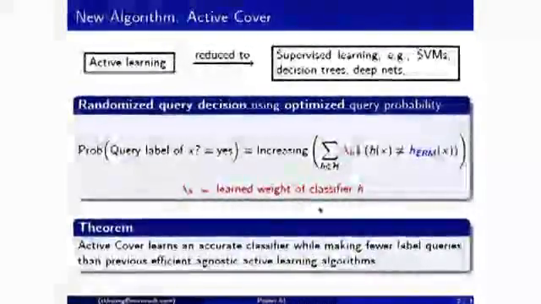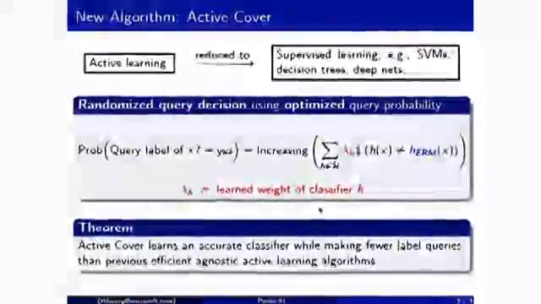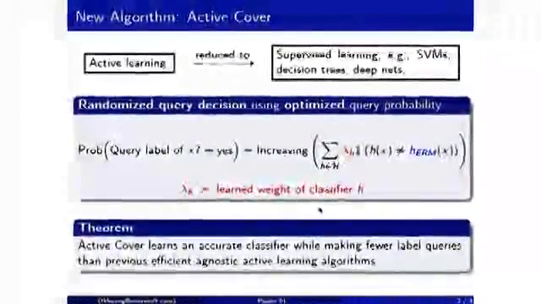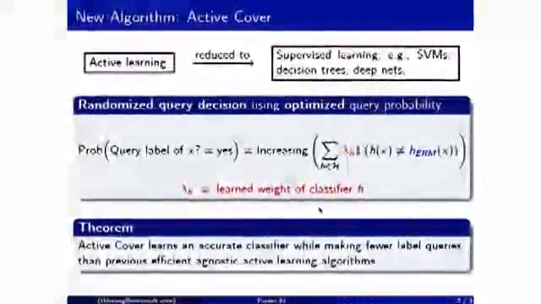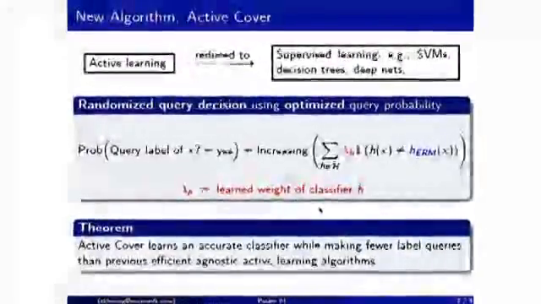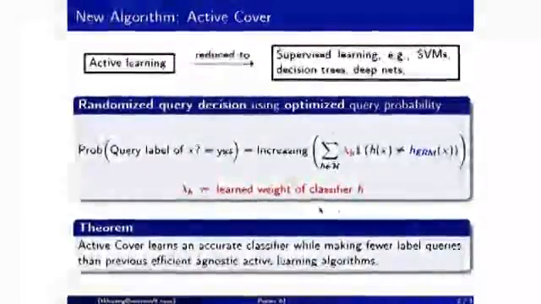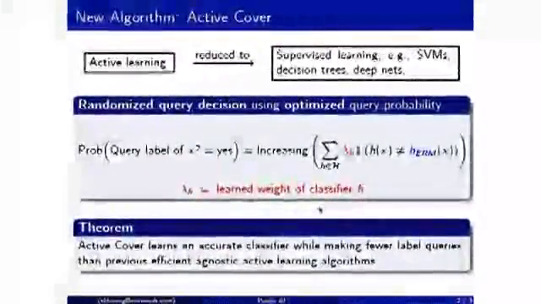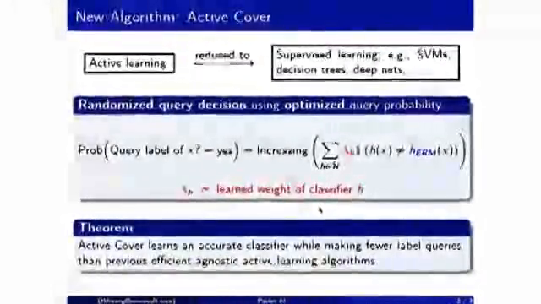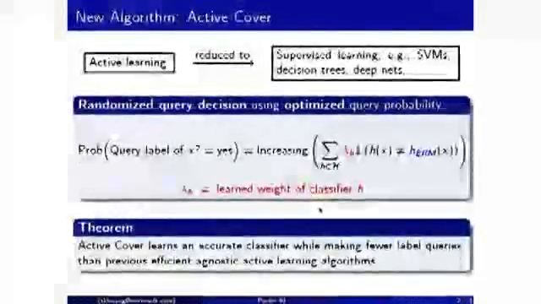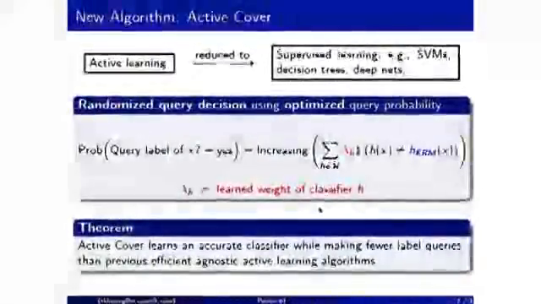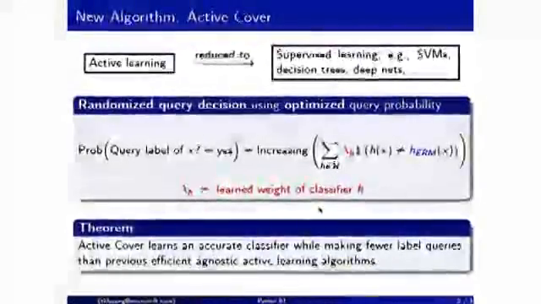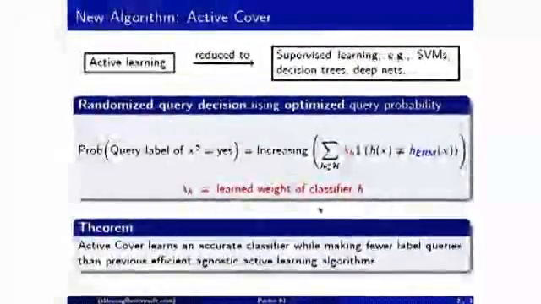So in this work, we developed a new algorithm, active cover. This algorithm uses efficient reduction to supervised learning. So it can be used with, for example, SVMs, decision trees, DeepNets, or whatever supervised learning algorithm you like. And the important thing is the query decision is randomized. So on a new example X, the algorithm only queries its label with a certain probability. And our main contribution is we use a novel query probability obtained by solving an optimization problem.